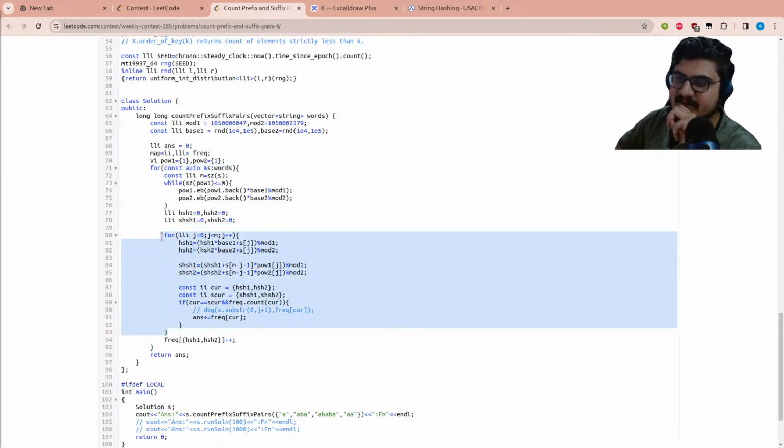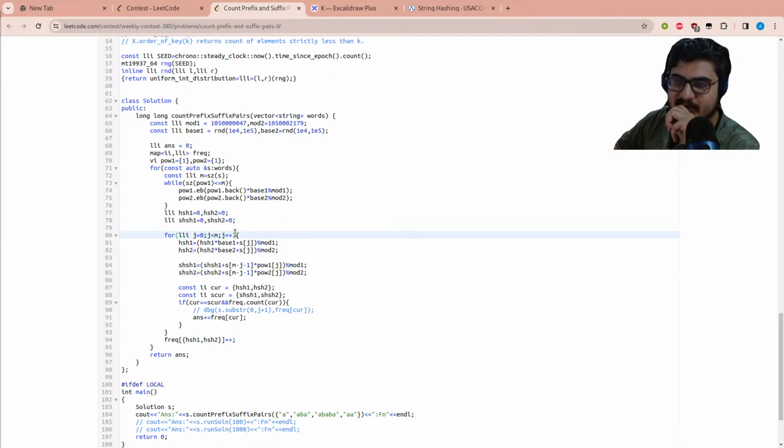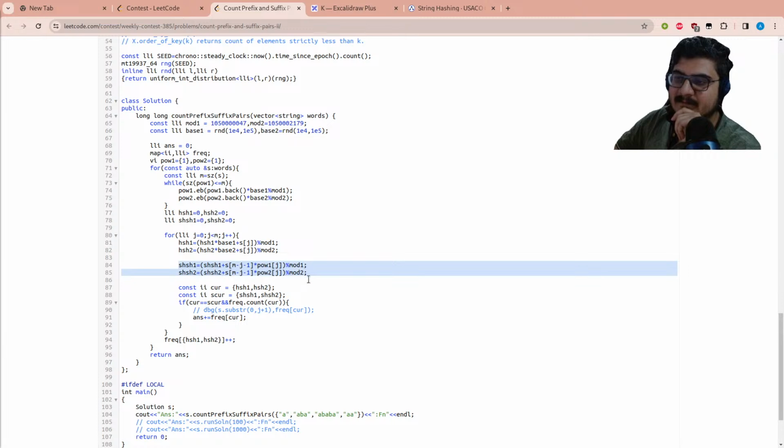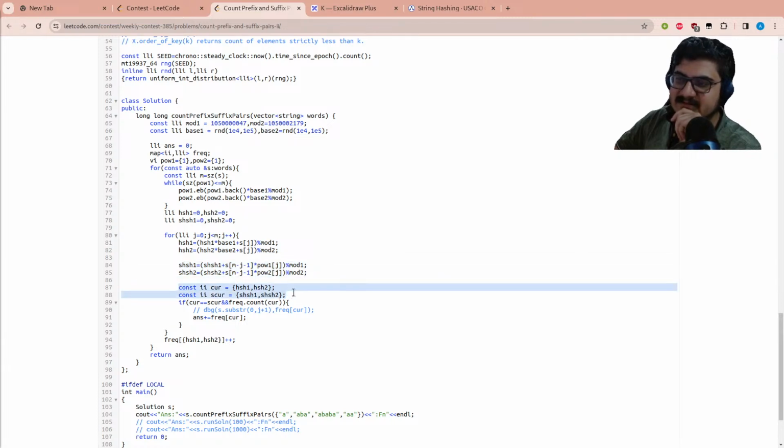Here I am iterating on all the prefixes from 1 to n and all the suffixes as well. The pair HSS1 and HSS2 is the hash for the prefix, where HSS1 is base 1 and mod 1, and HSS2 is base 2 and mod 2. And SHS1 and SHS2 would be the hash for the suffix of the length j plus 1 basically. And then I check the current pair.